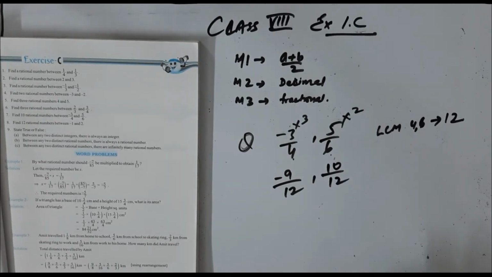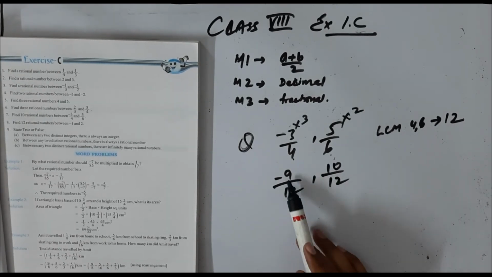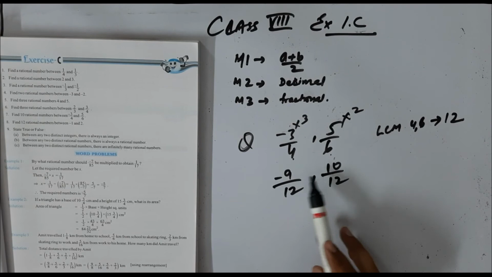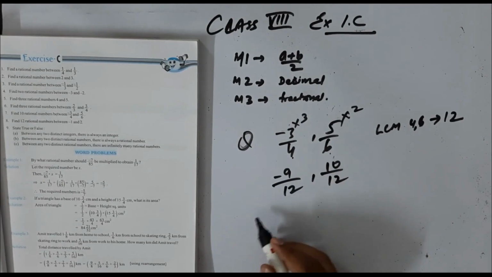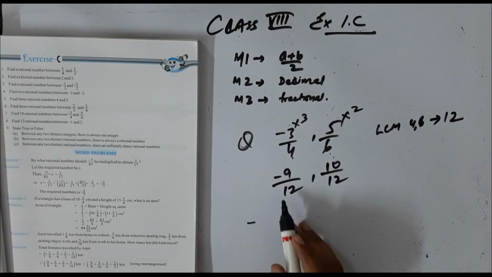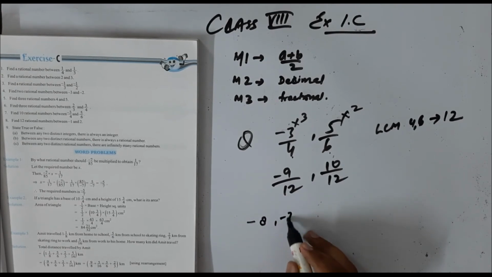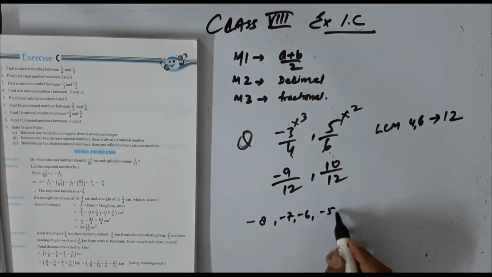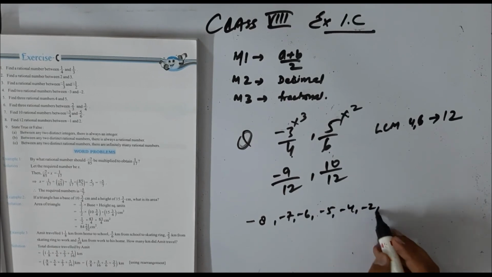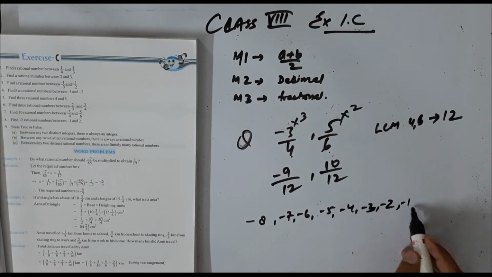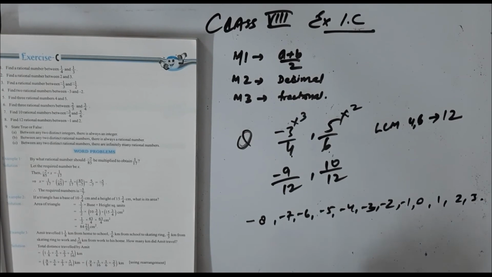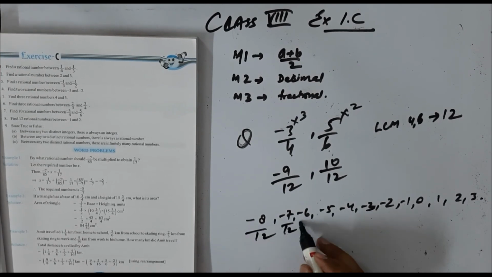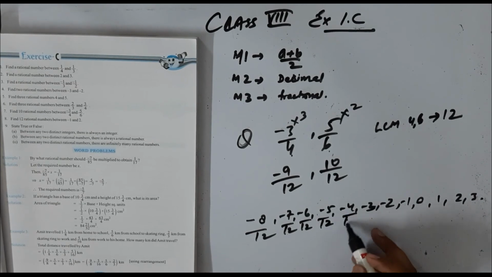So now what are they asking? They're asking 10 numbers between -9 and +10. So you can write any number. I hope you know the number line. So first number will be -8, then -7, -6, -5, -4, -3, -2, -1, 0, 1, 2, 3, many are there, and everything upon 12. Because 12 will remain as it is.